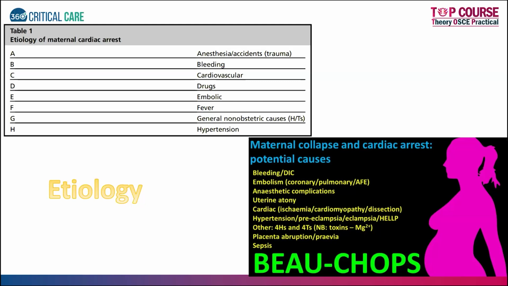Each letter stands for something: A stands for anesthesia accidents, B stands for bleeding, C for cardiovascular causes, D for drugs causing maternal cardiac arrest. E for embolic events like pulmonary embolism because there is a procoagulant state, F for sepsis causing this. Along with your 5Hs and Ts, and hypertension, especially hypertensive disorders of pregnancy. So usually all of this is what we need to remember. So it's similar. The other mnemonic is Biochops.